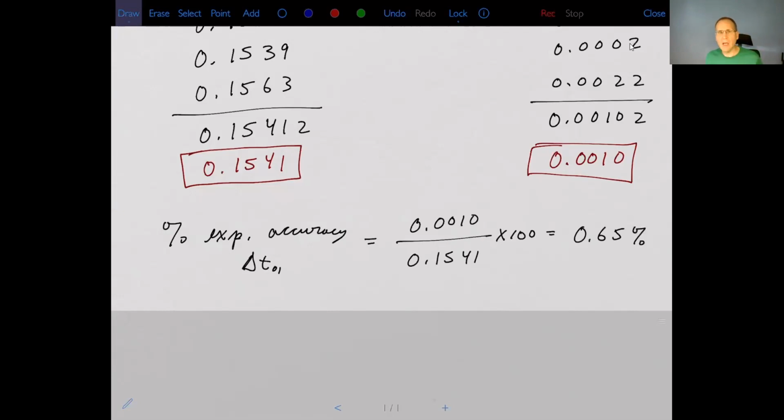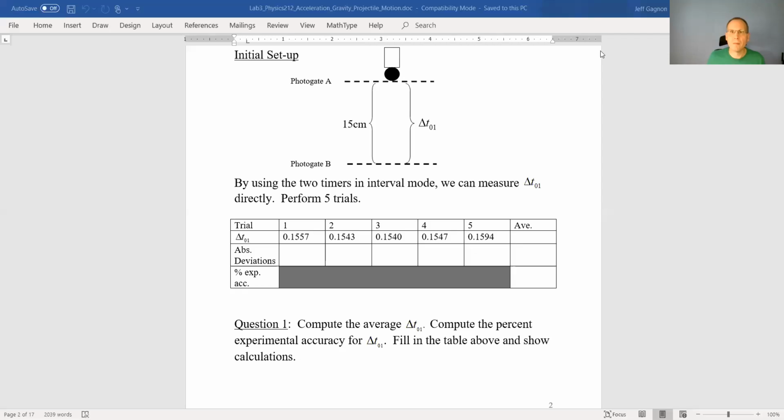It's less than 1%, so there's very little variability. Remember, the lower the percent experimental accuracy, the better, the less variability that you have. So that should give you a good idea of how to compute that value. Again, question 1: find the average delta T01, and then find the percent experimental accuracy for delta T01. Make sure you show me those calculations.